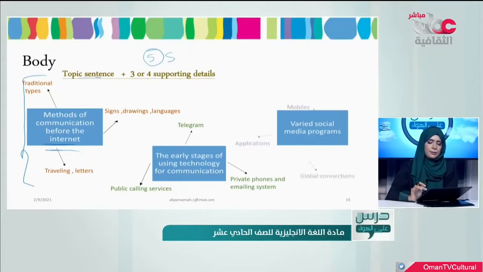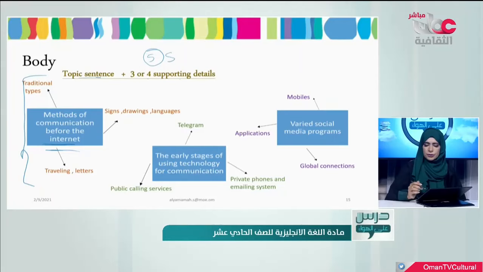Then look at the third paragraph. Varied social media programs. We may talk about some applications which are used in mobile phones, applications like, as I mentioned before, Instagram, Twitter, Snap, WhatsApp, and so on. We may refer that all these social media programs led to global connections between people. Now we can communicate with different people around the world without any obstacles, since we have screens.